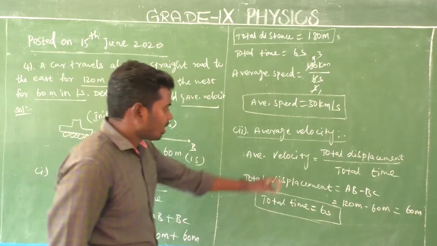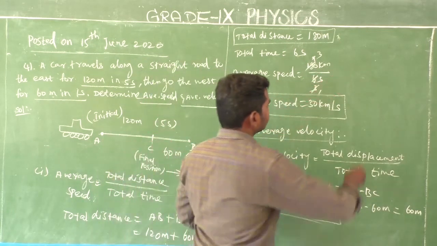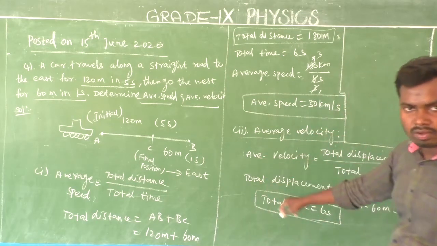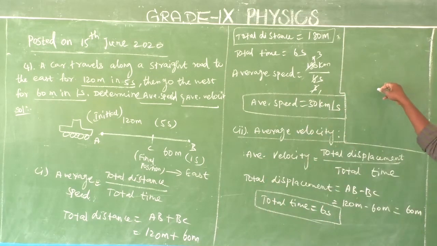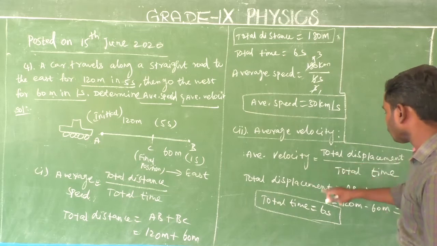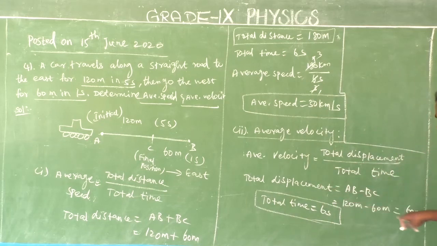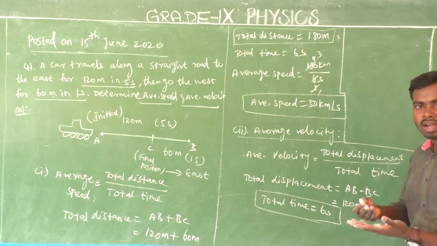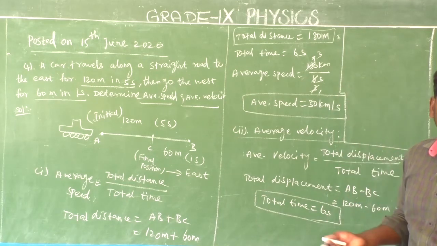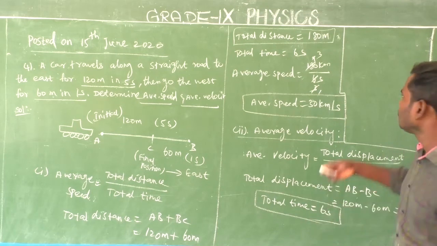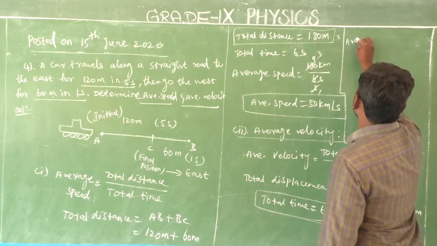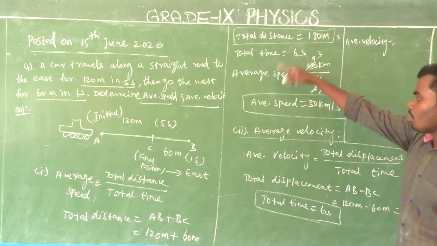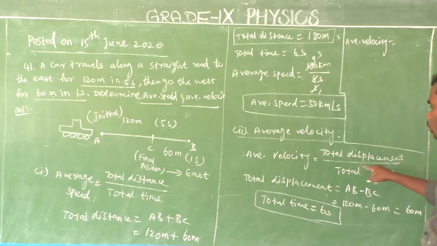Is it clear? Yes. Remaining I'll write that. You look at here. Because I don't have enough space, I am going to write here. You listen here. We know the total displacement value, that is 60 meters, and the total time taken, 6 seconds. If we divide both quantities, we can get average velocity. Am I right? Yes. So average velocity is equal to total displacement divided by total time taken.